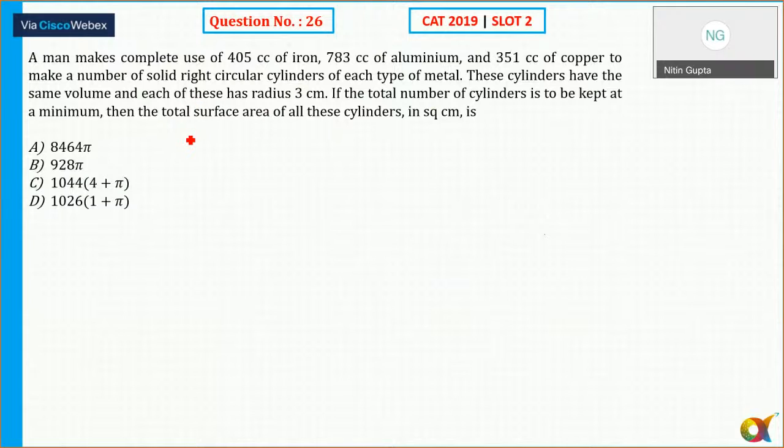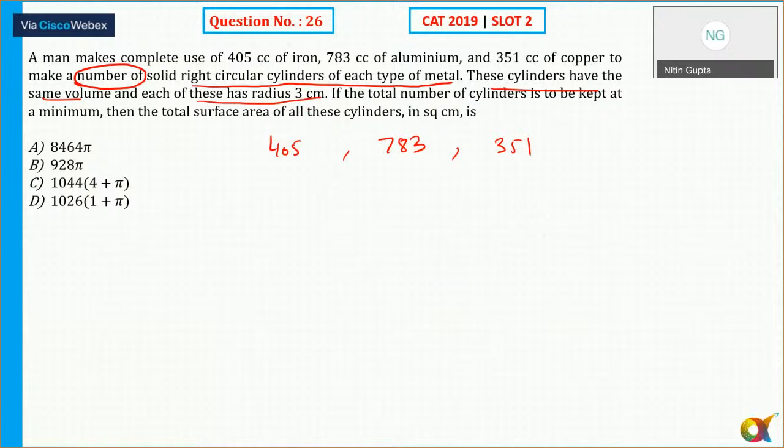Now, this is an interesting question based on both number system and geometry. A man can make complete use of 405 cc of iron, 783 cubic centimeter of aluminium, and 351 cubic centimeter of copper to make a number of solid right circular cylinders, each of one type of metal. These cylinders have the same volume. Okay, and each of them has a radius 3.